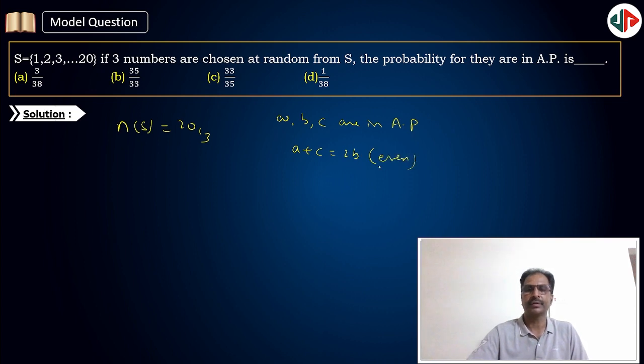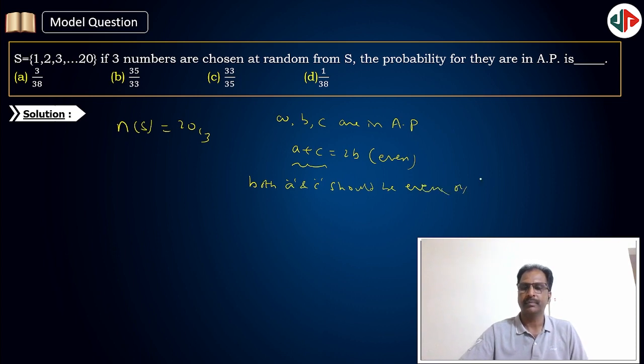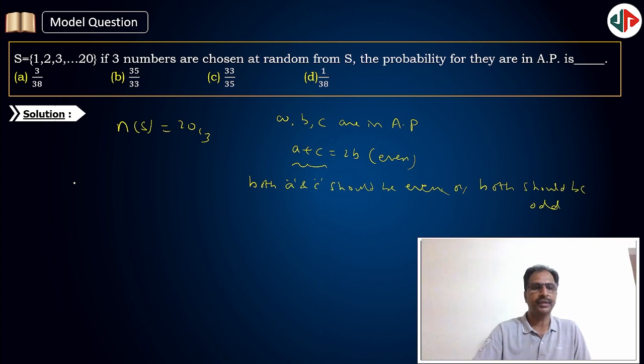2B is even, right? So for the sum to be even, both the numbers A and C should be either both even or both odd. Then only you will get the sum as even. From 1 to 20, there are 10 odd numbers and 10 even numbers.